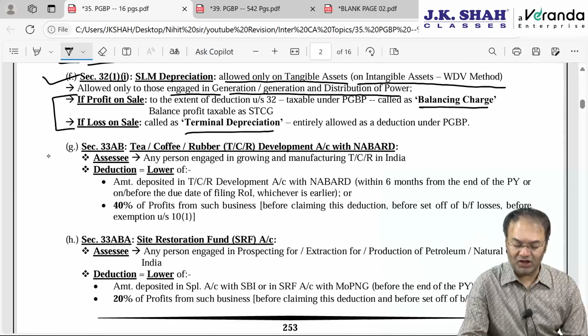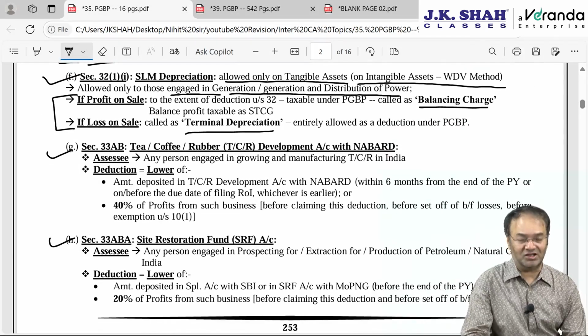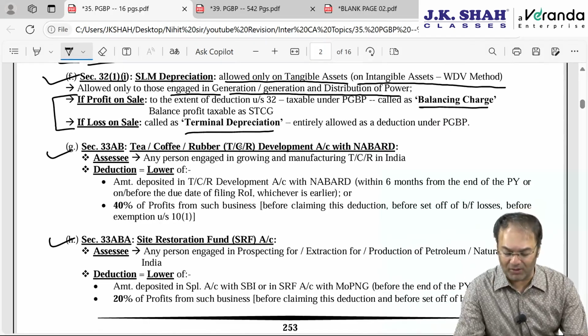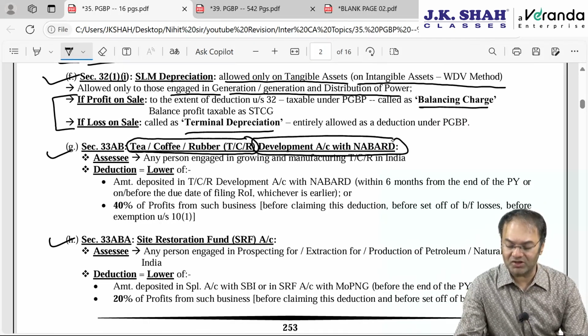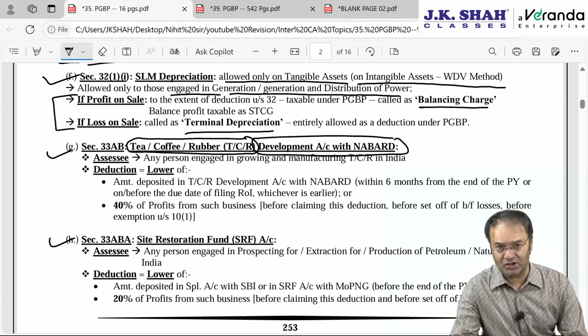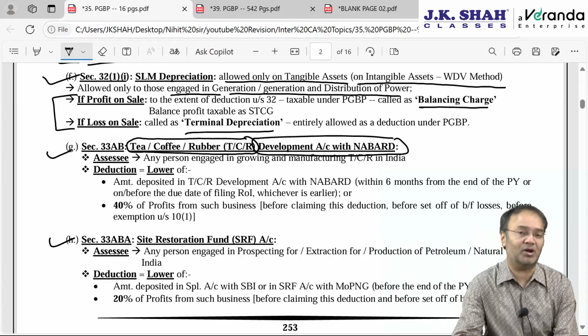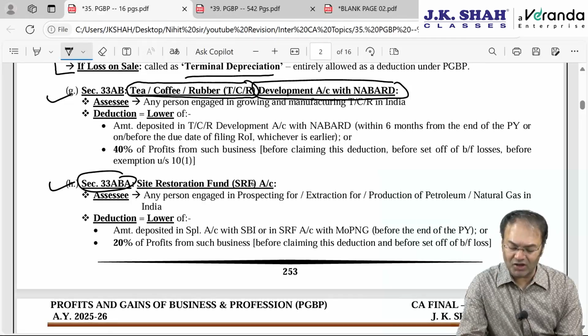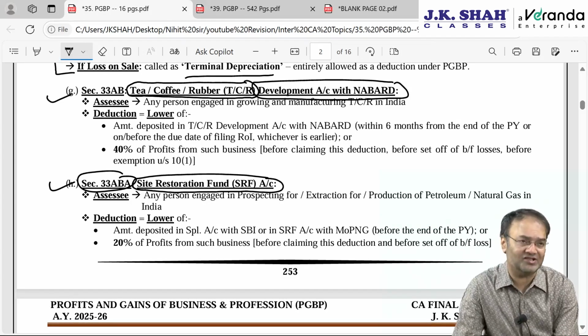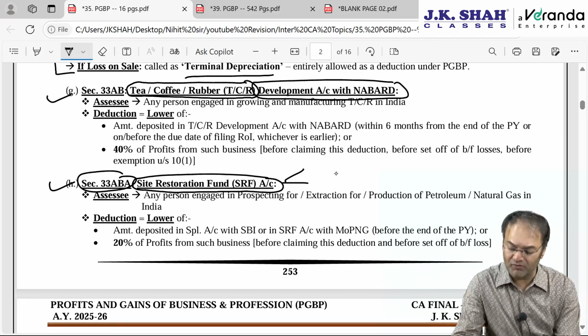Coming back, our next two deductions are 33AB and 33ABA. 33AB is the Tea Coffee Rubber Development Account, TCR, a special account opened with NABARD, the National Bank for Agriculture and Rural Development. And 33ABA is the deduction on account of depositing funds in the Site Restoration Fund account, SRF account, to be opened with the State Bank of India, a special account with State Bank of India.